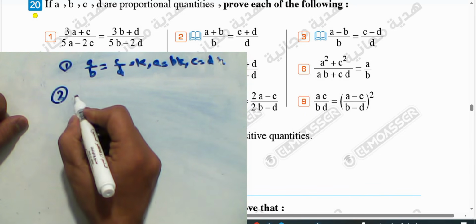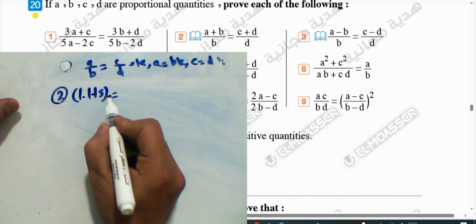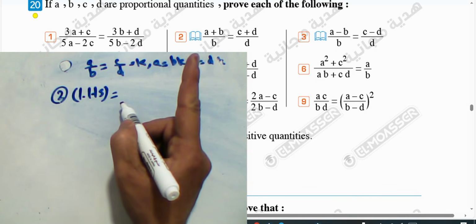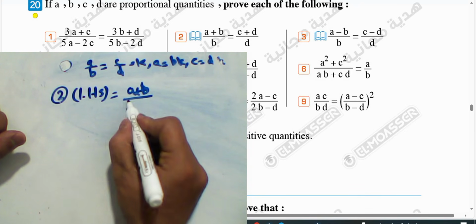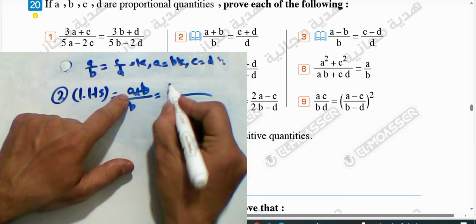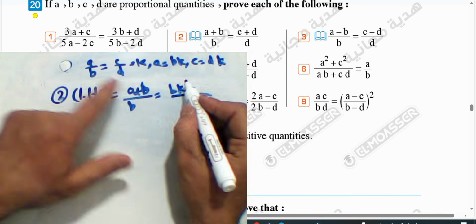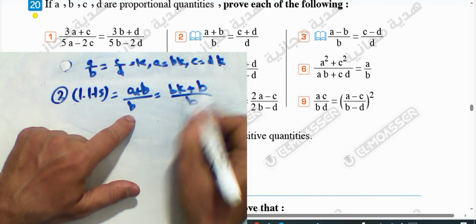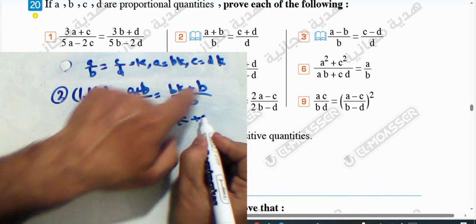Number 2. We have the relation: the left-hand side is (A + B) over B. Put the value of A equal to BK plus B. B is constant, so you can divide up and down by B. Divided by B, it will be K, and B divided by B equals 1.